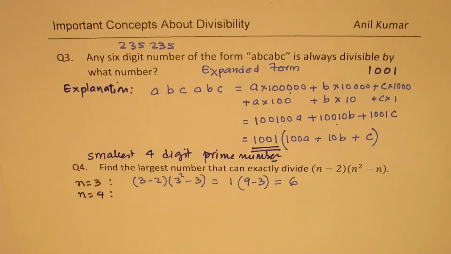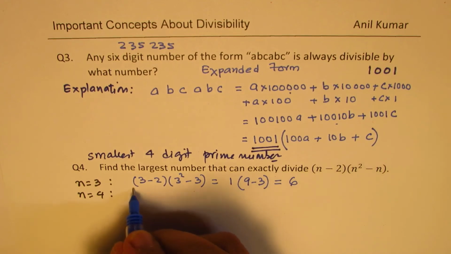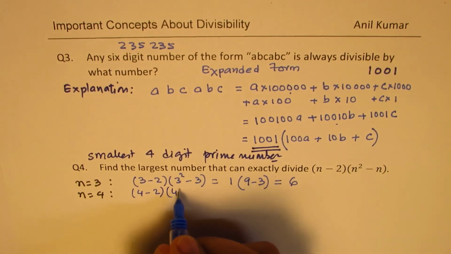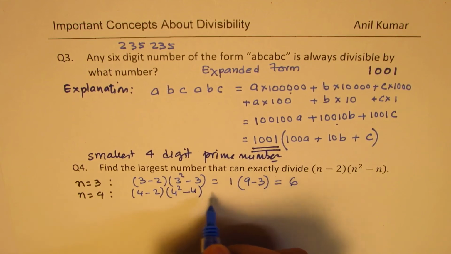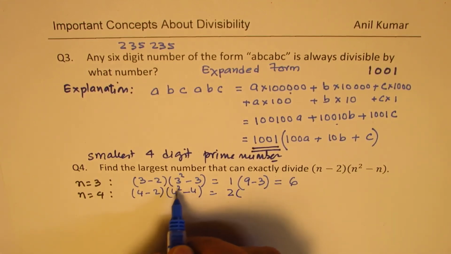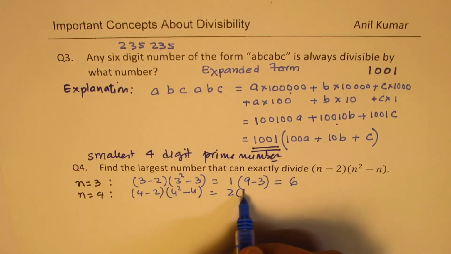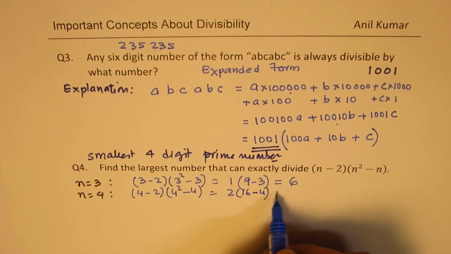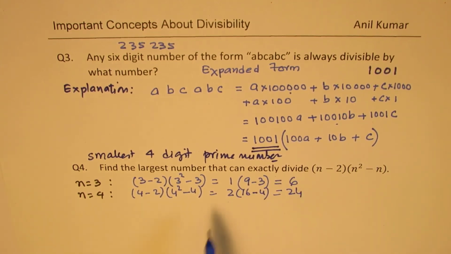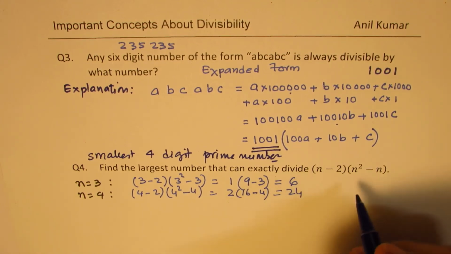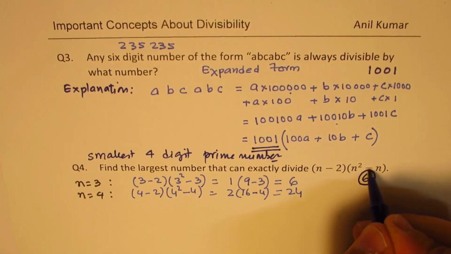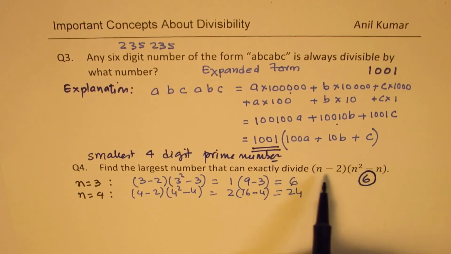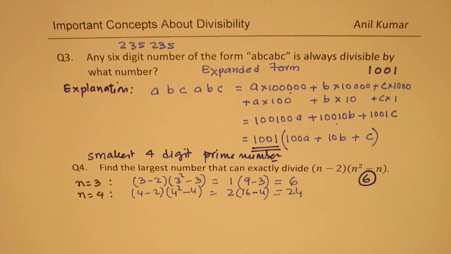If I substitute 4 here, then what do I get? I get (4 minus 2) times (4 squared minus 4). So 4 minus 2 is 2. 2 times 4 squared is 16. And 16 minus 4 is 12. So we get 24, right? So of course 24 cannot divide 6, but 6 can divide 24 also, right? So you see that this factor 6 is common, and therefore for such questions the strategy is to substitute the value for n and then find your answer, right?